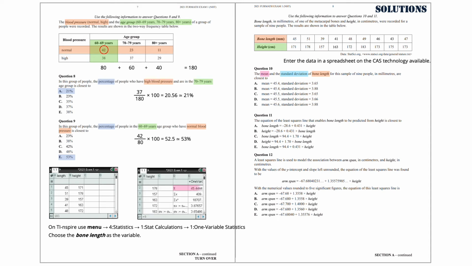So the mean is 45.4 and the standard deviation is approximately 3.88. So the answer we are after is option B.